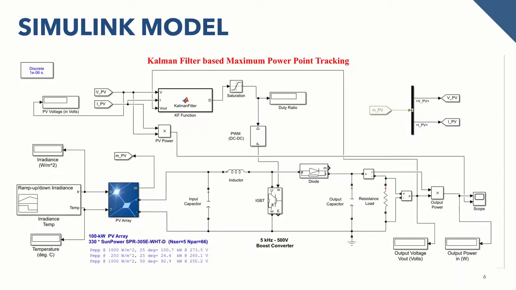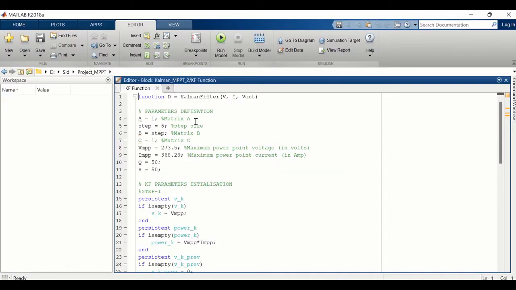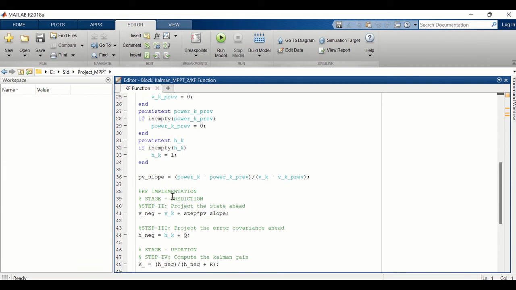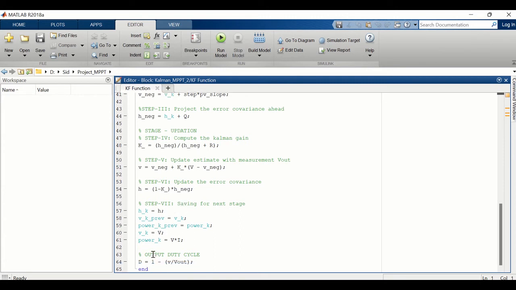This slide shows the implementation of an MPPT system in a MATLAB Simulink environment. Now, switching to the Simulink environment, let's have a look into the Kalman filter algorithm as a MATLAB function block. As you can see here, the Kalman filter algorithm is written as a MATLAB function. Here, we have split the function into three parts. First is the initialization. Second is the prediction stage. Third is the update stage. And afterwards, we output the duty cycle to the boost converter.